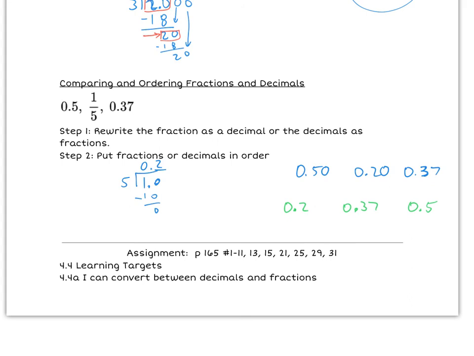That is my suggestion, to make them all decimals, because I think it's easier to order decimals than fractions. But you could make them all fractions. You could say we have 1/5, then you have 5 tenths, and you have 37 over 100. But then you're like, well, how do I compare those? Then you have to make common denominators and all that extra stuff. So I would lean towards making them decimals because I think that's easier.